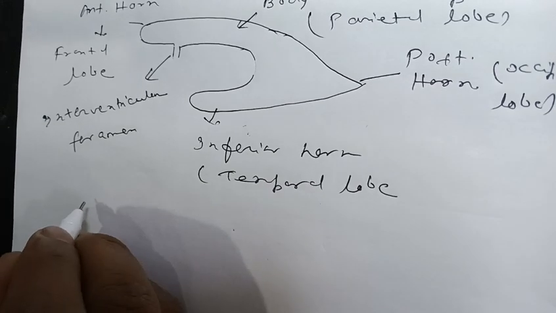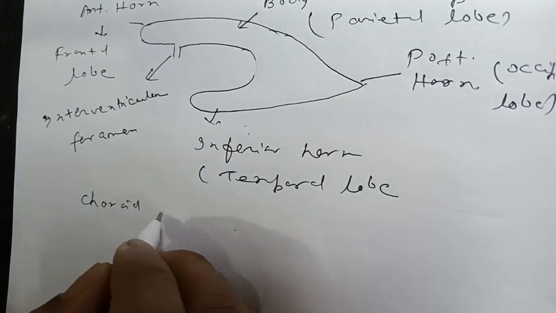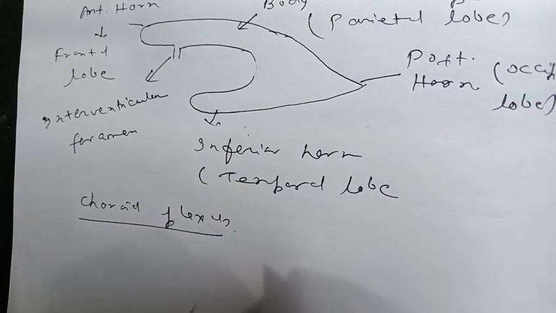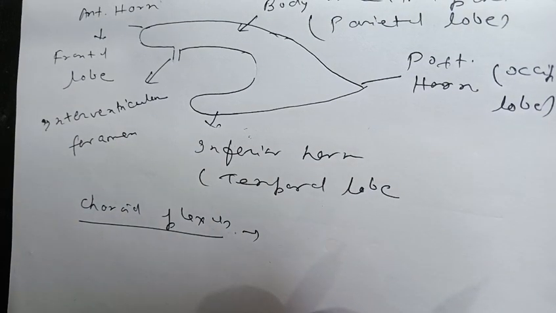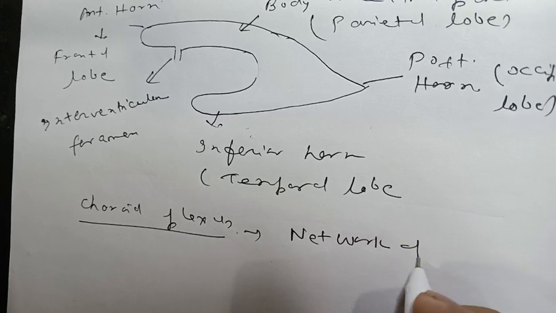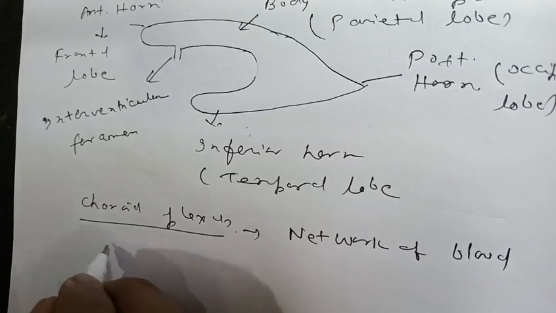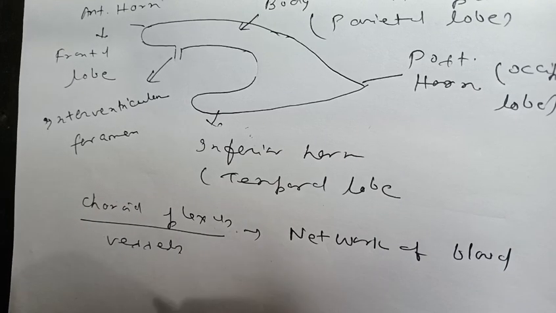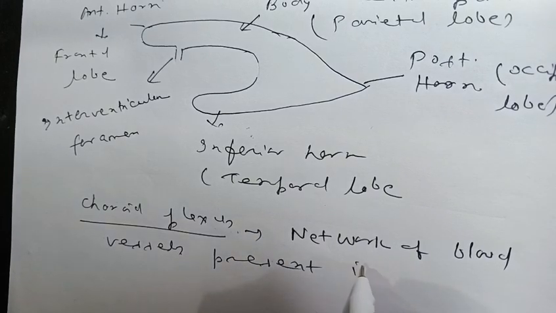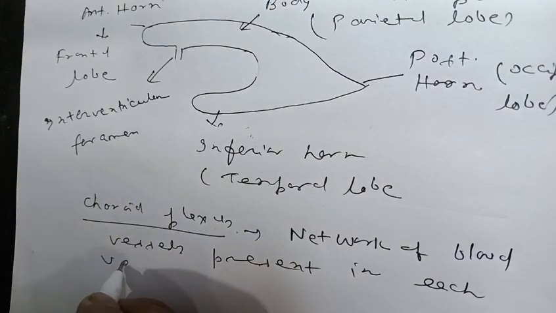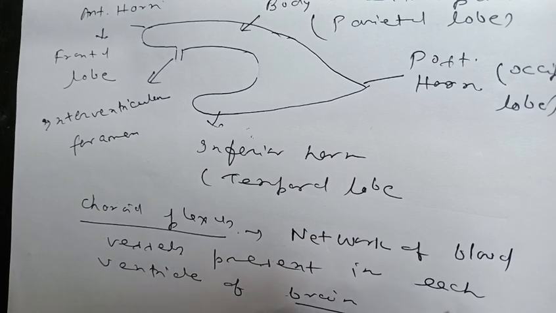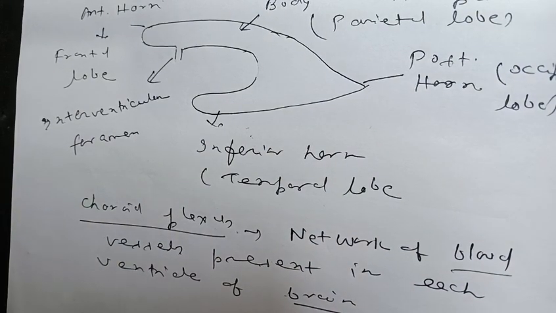What is the choroid plexus? The term is choroid plexus. It is a network of blood vessels present in each ventricle of the brain. It means this choroid plexus is present also in the lateral ventricle, the third ventricle, and the fourth ventricle.